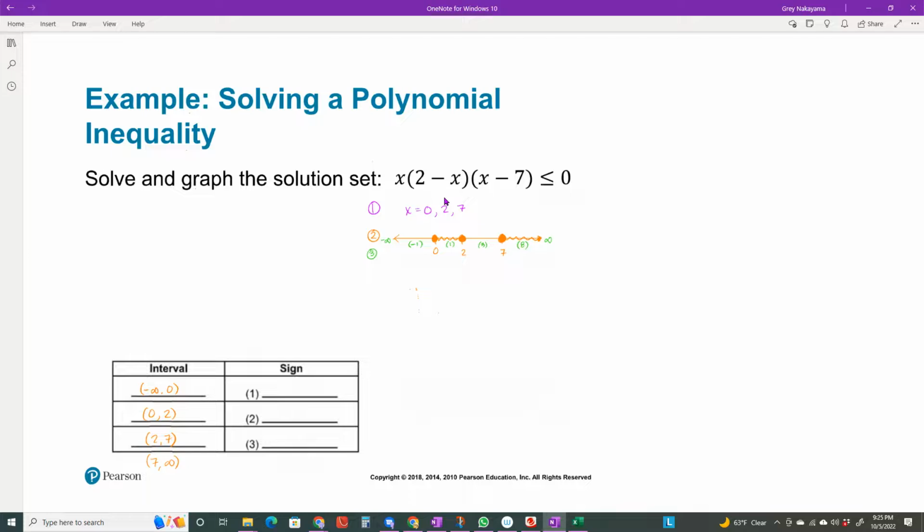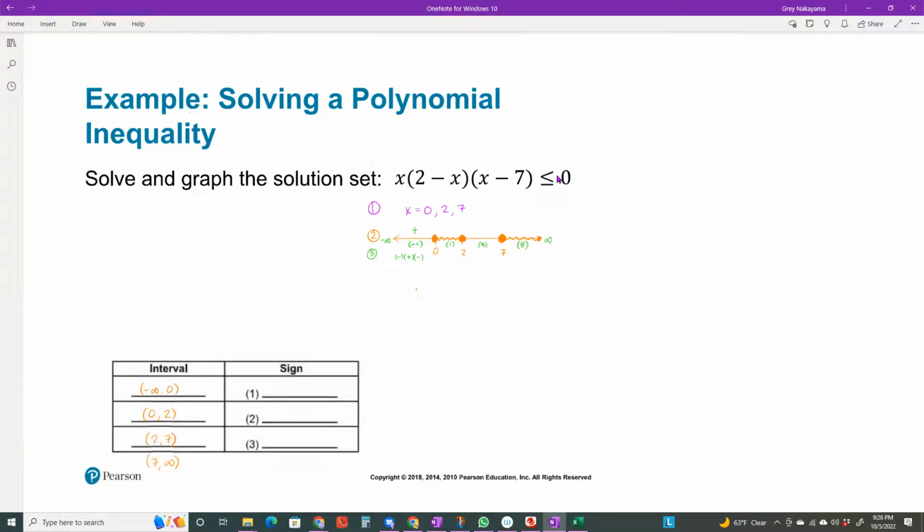And again, y'all, you can use the table if you want to. I'll show you, if you plug -1 into this, this first one is negative. 2 minus a -1 is a positive number. And -1 minus 7 is a negative number. So the number doesn't really matter so much as whether it's positive or negative. A negative times a negative is a positive, and a positive times a positive is a positive. So that region is positive.